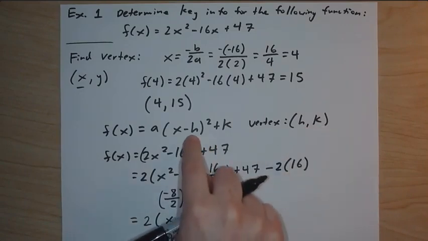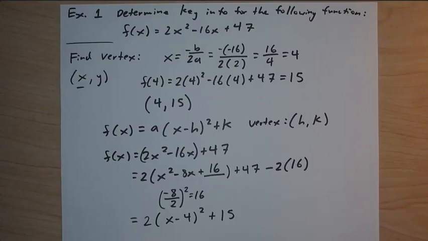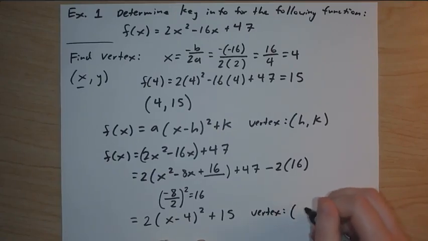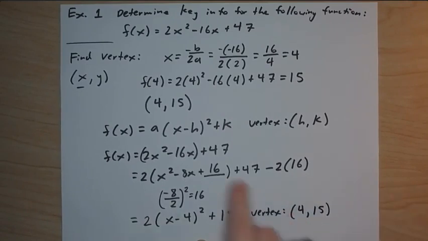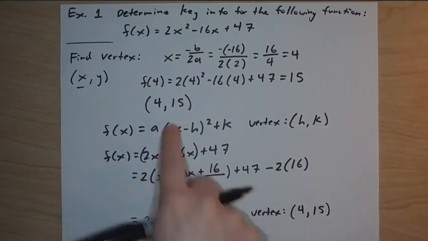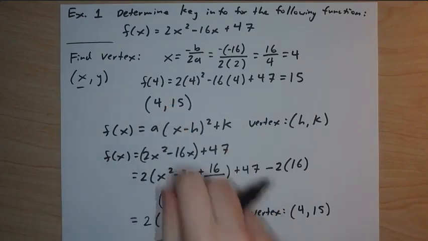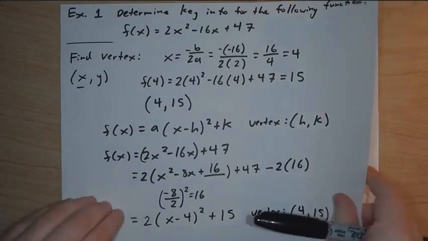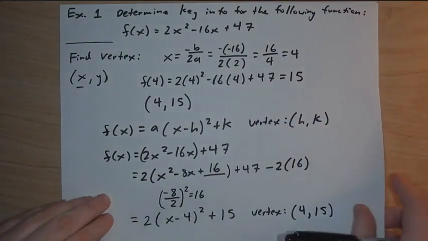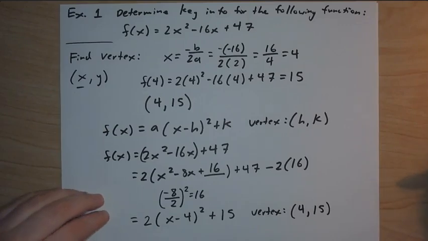So if we look here, we have h is 4, and our k is 15. So we know, simply by having it in this form, that our vertex is the point (4, 15). And you notice that it's the same as what we got over here from when we did it the other way. So that is 2 ways to find a vertex of a quadratic function. Moving on, we need to find some other information.